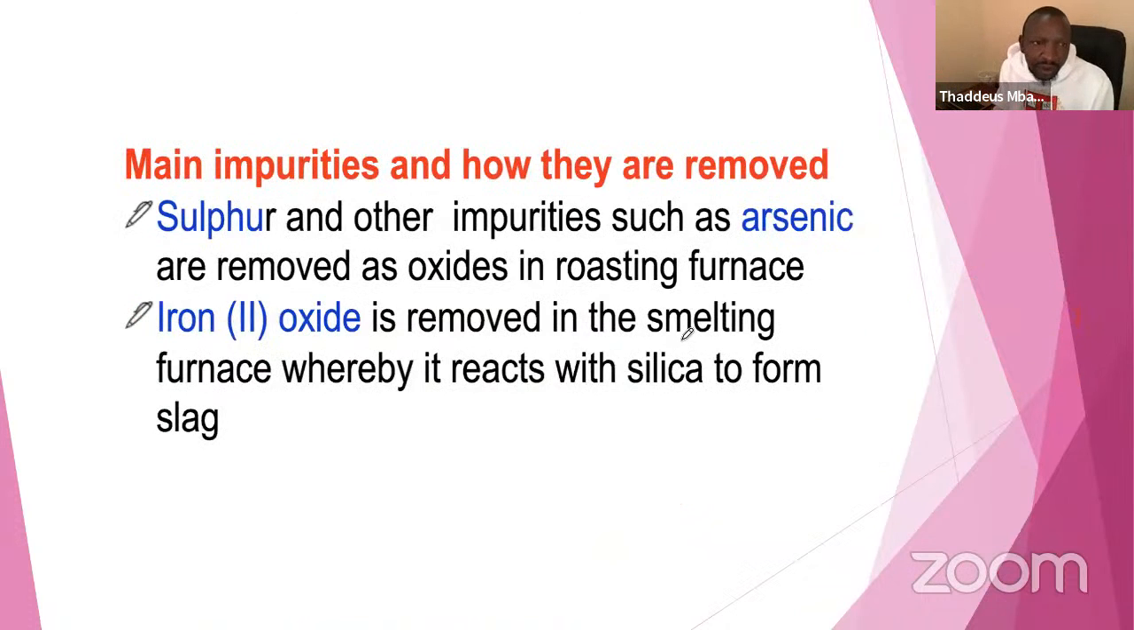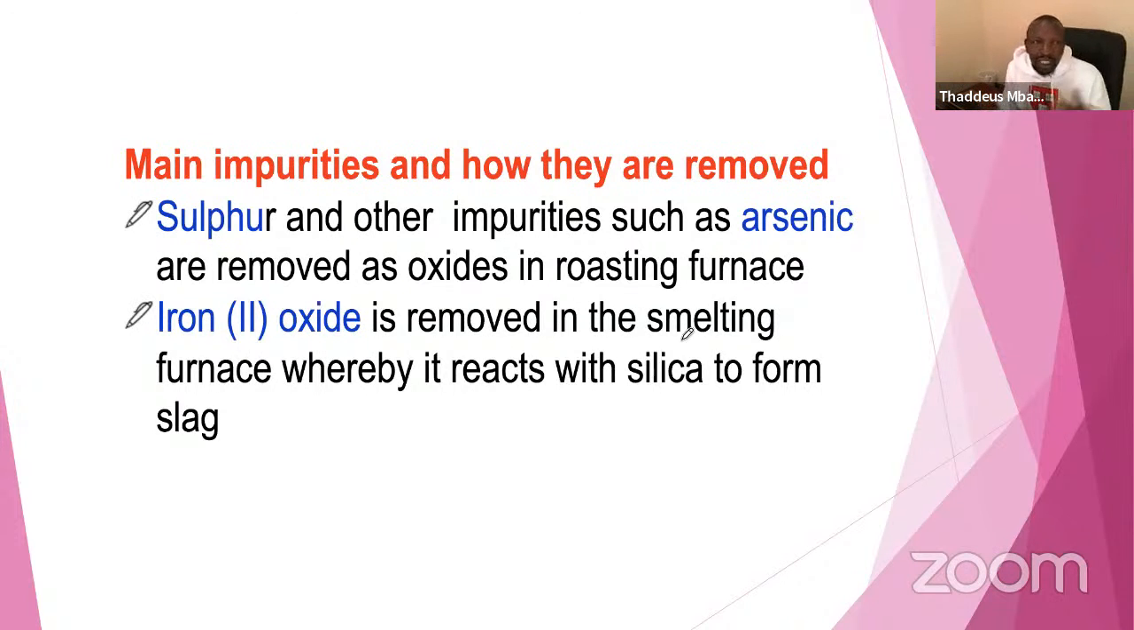Now we go to what are the impurities and how are they removed? Sulfur and other impurities such as arsenic compounds are removed as oxide in the roasting furnace. Iron 2 oxide is removed in the smelting furnace, whereby it reacts with silica to form slag. We are coming to that. So now these are the main impurities.